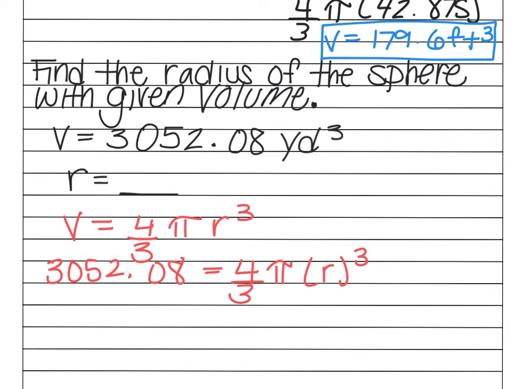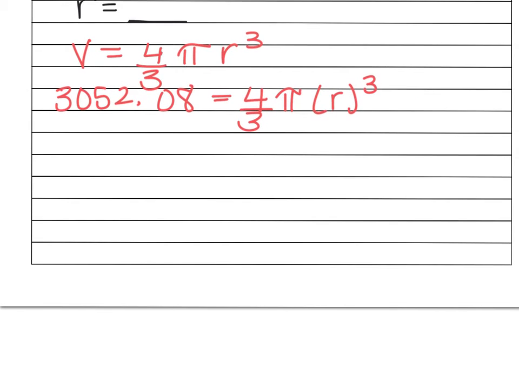So I'm going to solve for r by itself. So in order to do that, I'm going to multiply both sides by 3. So let me move this up a little bit. And I'm going to multiply by 3 to both sides so I can get rid of that denominator of 3. 3 times 3052.08 is 9156.24, and that equals 4 pi r cubed.